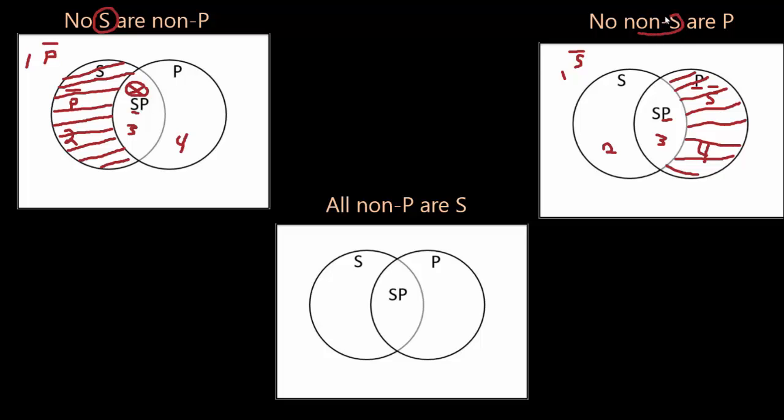Here my subject term is non-S, so my circle X goes in the remaining area in which we have non-S's, which will be area 1. This last argument says that all non-P are S. And we have area 1, 2, 3, and 4. You can go ahead and pause the video, work that out, and then I'll discuss it.